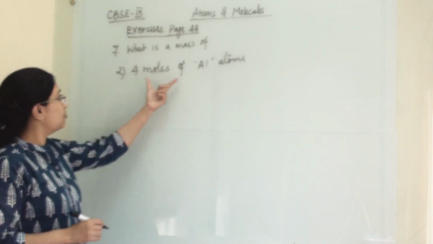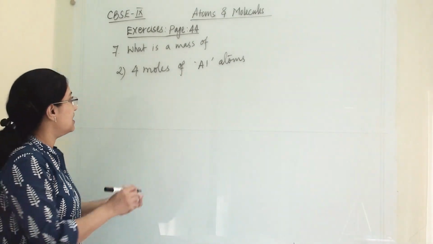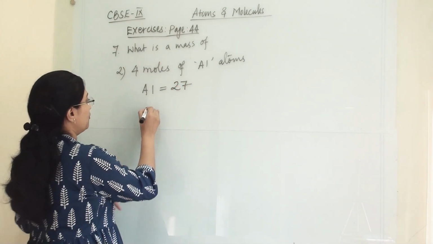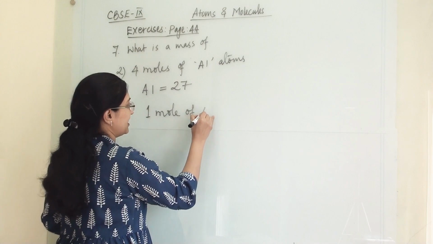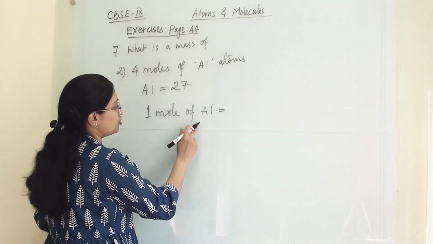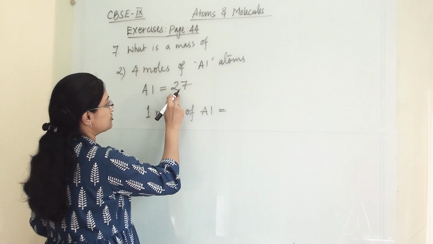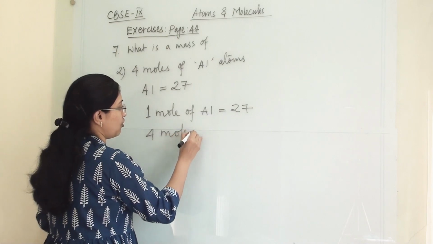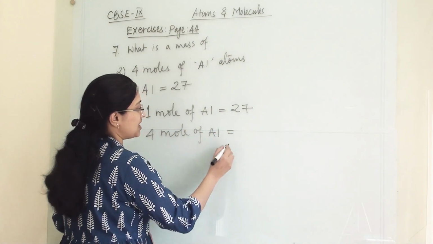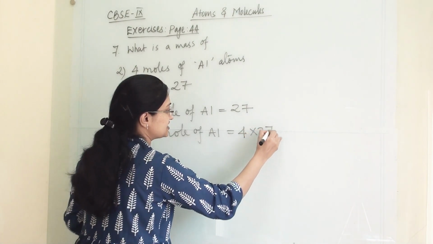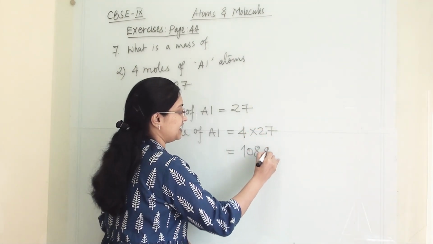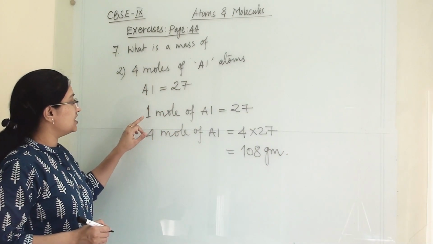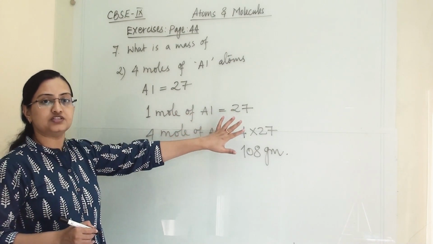Second is 4 moles of aluminium atom. Now aluminium's molar mass is 27. So 1 mole of aluminium atom has a mass equal to its molar mass. So it is 27. Now 4 moles of aluminium atom has a mass equal to 4 into 27, which is 108 gram. So we need to remember here that 1 mole of a particular element equals its molar mass.